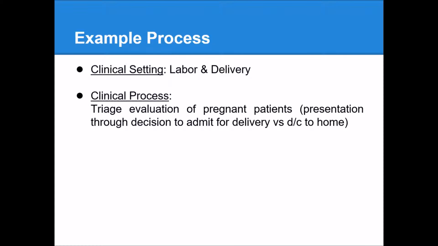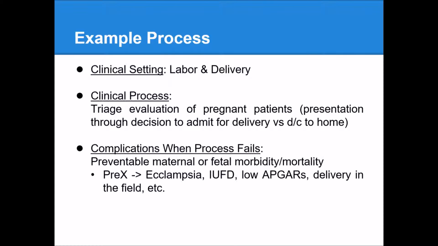Let's think about a couple of real-world examples. Labor and delivery is a complex web of many different processes occurring all at once. We could look at one particular process in that web, the triage evaluation of pregnant patients, from presentation through the decision to admit or discharge. That's a very discrete individual process.